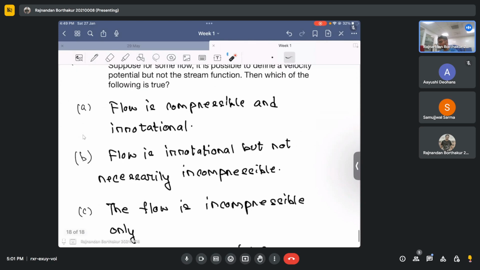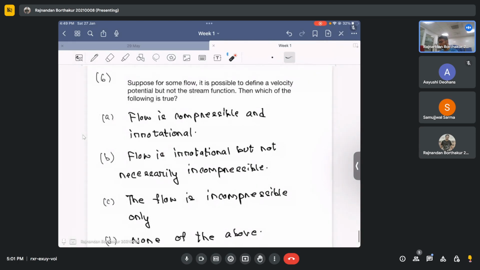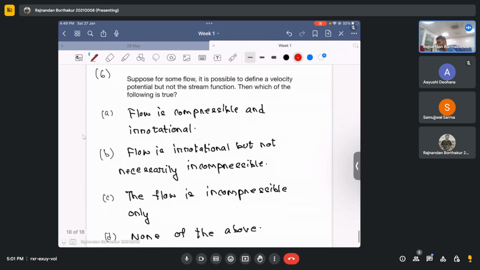So can you tell me which option has to be true in this case? So this is the last. Can you just tell me which will be the correct option here, based on your knowledge of the velocity potential and the stream function? And I have given you the hint. So just give it a go. What would be the correct option here? Yes, B.